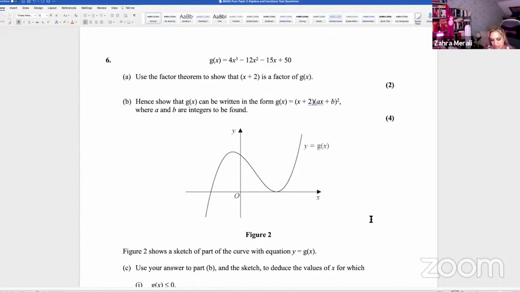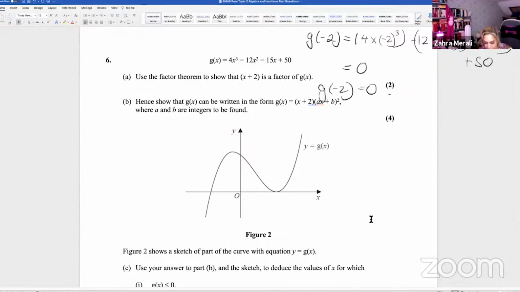Remember, if x plus 2 is a factor, then we want to look at g of minus 2. So we're going to do 4 times minus 2 cubed minus 12 times minus 2 squared minus 15 times minus 2 plus 50. It's telling you it's a factor, so you're just going to write equals 0. g of minus 2 equals 0. Therefore, x plus 2 is a factor. Okay, so that bit's nice and easy because you're using your factor theorem.